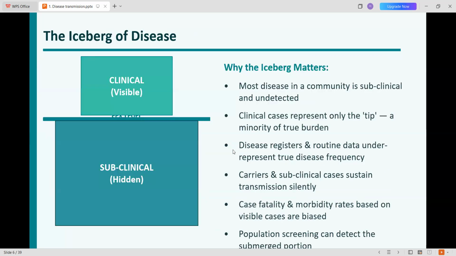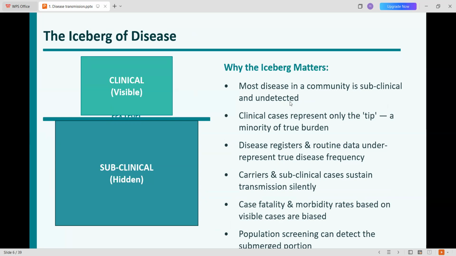So next is the iceberg of the disease. The tip above the water shows the clinical or the visible cases, and the hidden part shows the subclinical cases. So why does the iceberg matter? Most diseases in the community are subclinical and undetected. Clinical cases represent only the tip, a minority of the true burden.